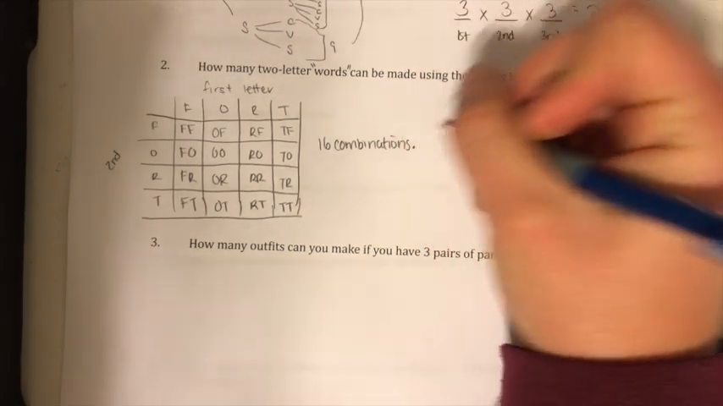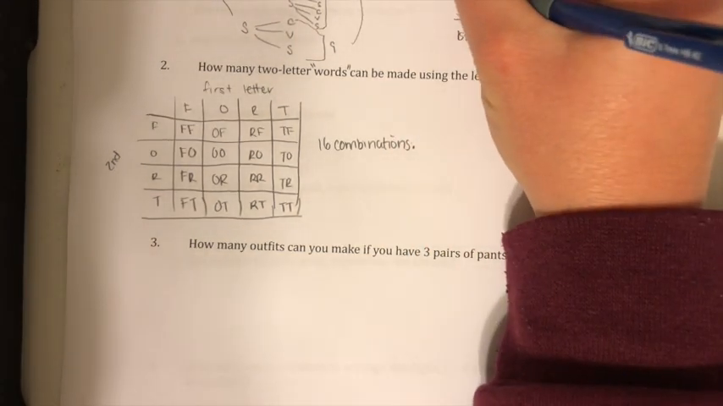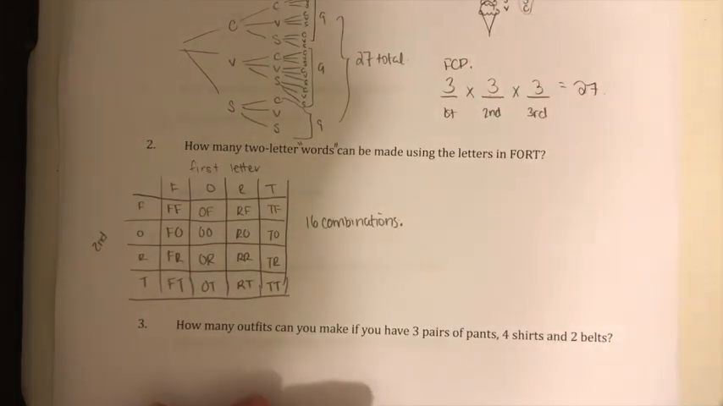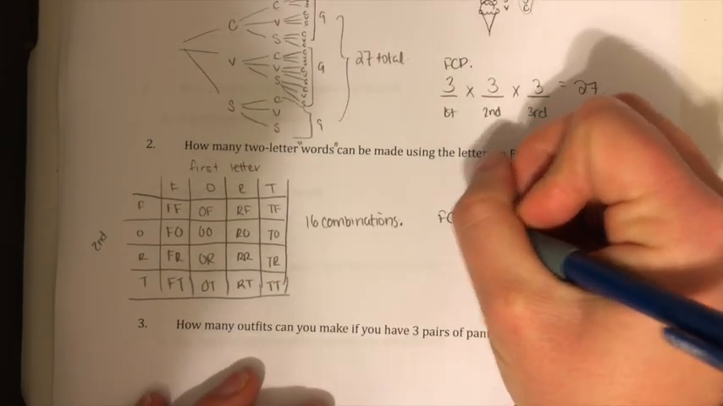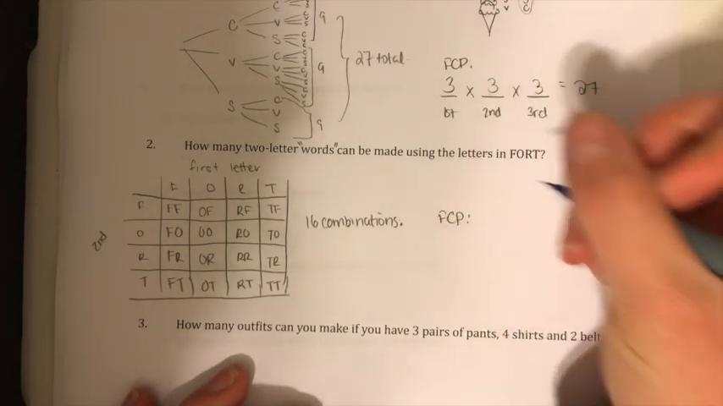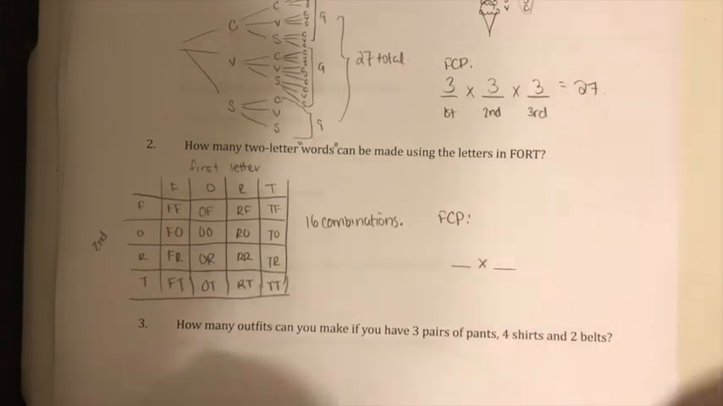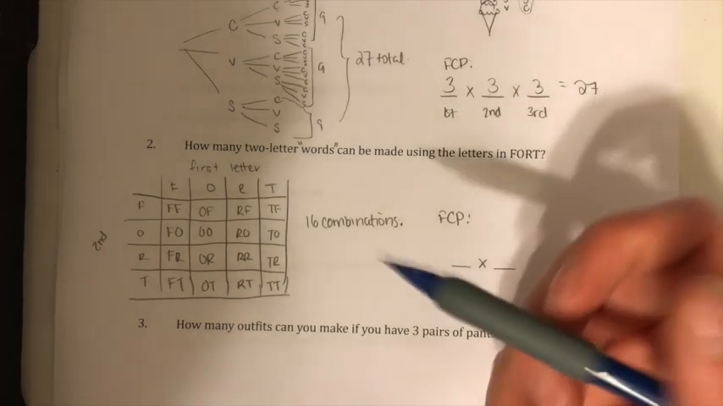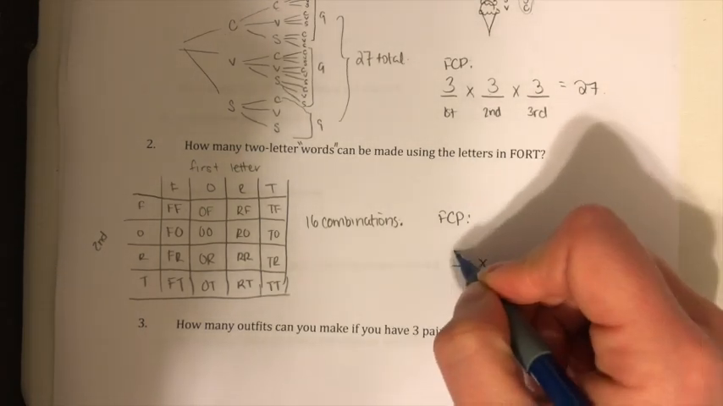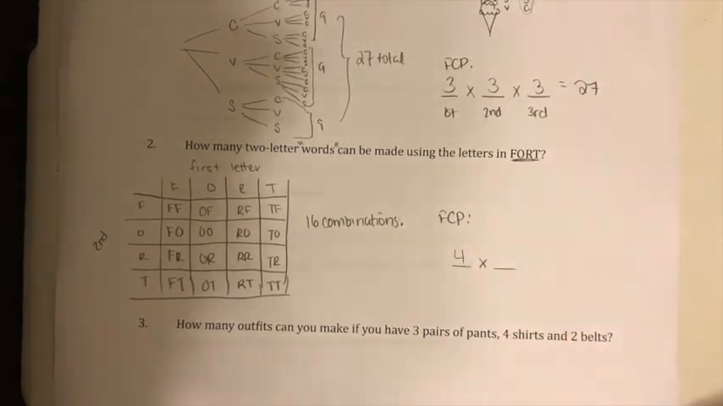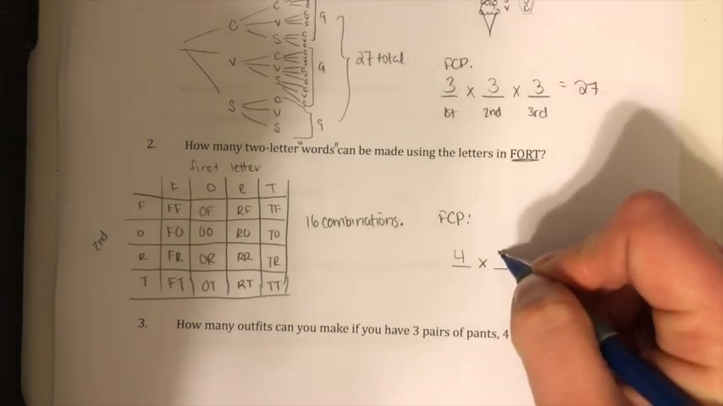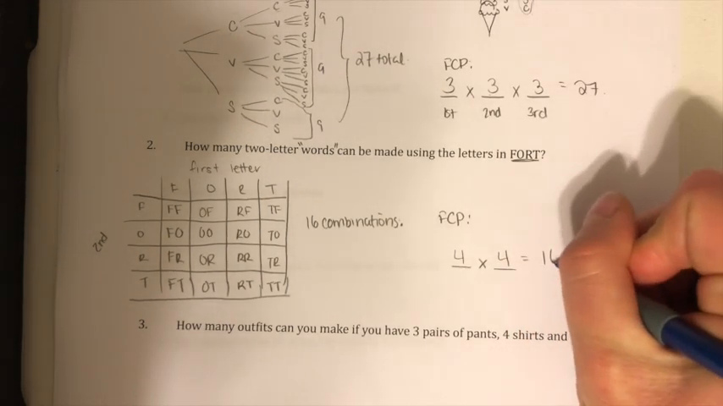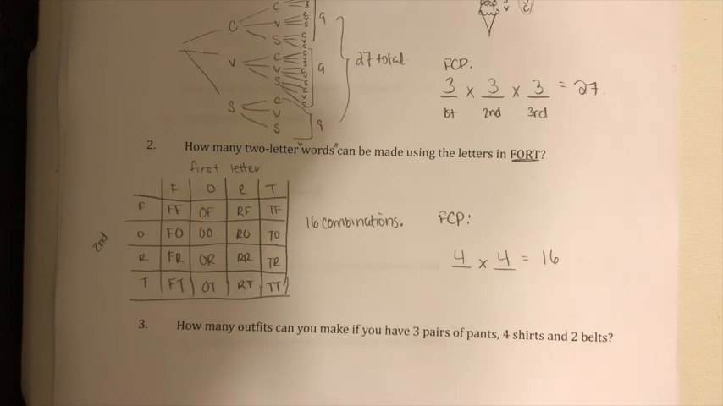The other way that we can think about this, so this was the fundamental counting principle up there, just so you know: if we want to think about this one through the fundamental counting principle, we want to say, okay, we're picking 2 things. For my first thing, my first letter, I have 4 different options, because remember, I'm only using those letters in fort. The second one, I have 4 different options, so 4 times 4 is 16 options again.